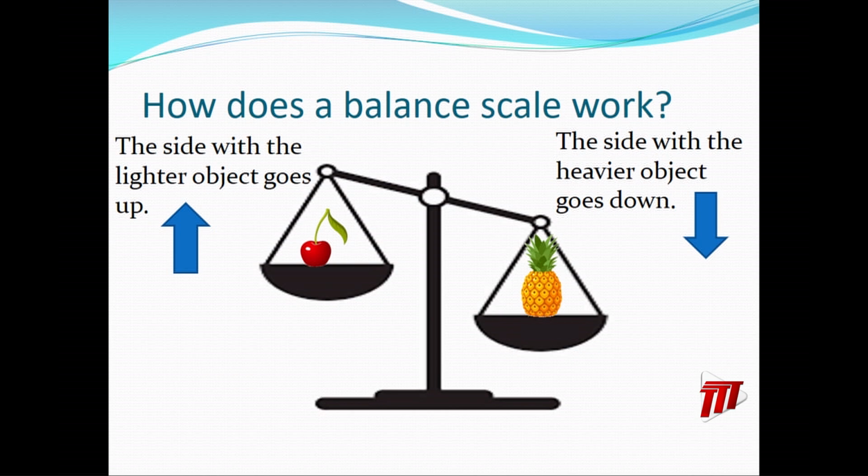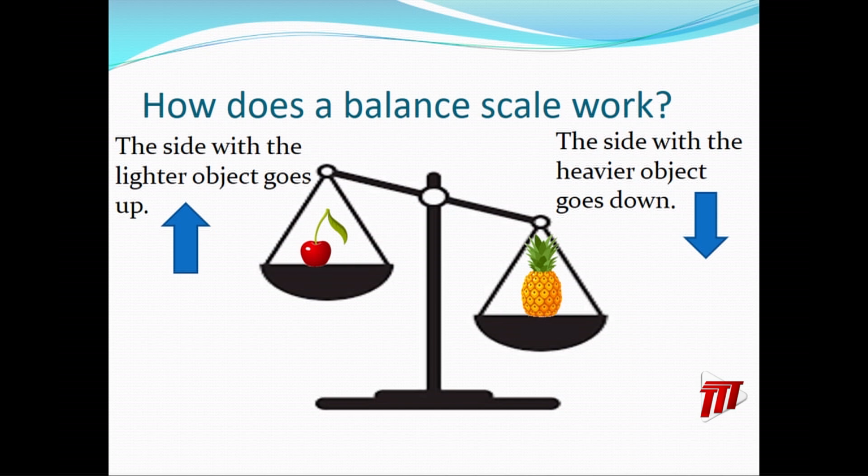How does a balance scale work? Let's find out. The side with the lighter object goes up. The side with the heavier object goes down. So, in the first scale on the side that goes up, we have a cherry. Think about it. One cherry. Is it light or is it heavy?